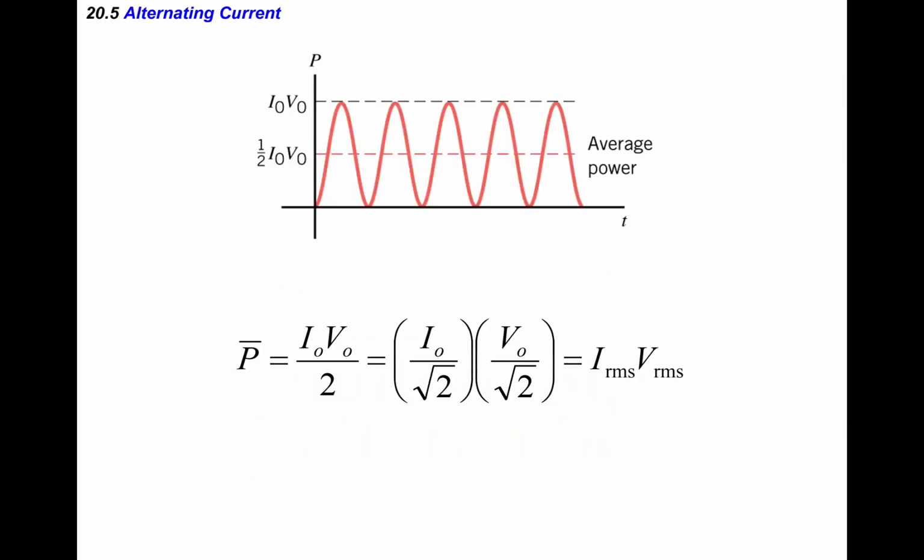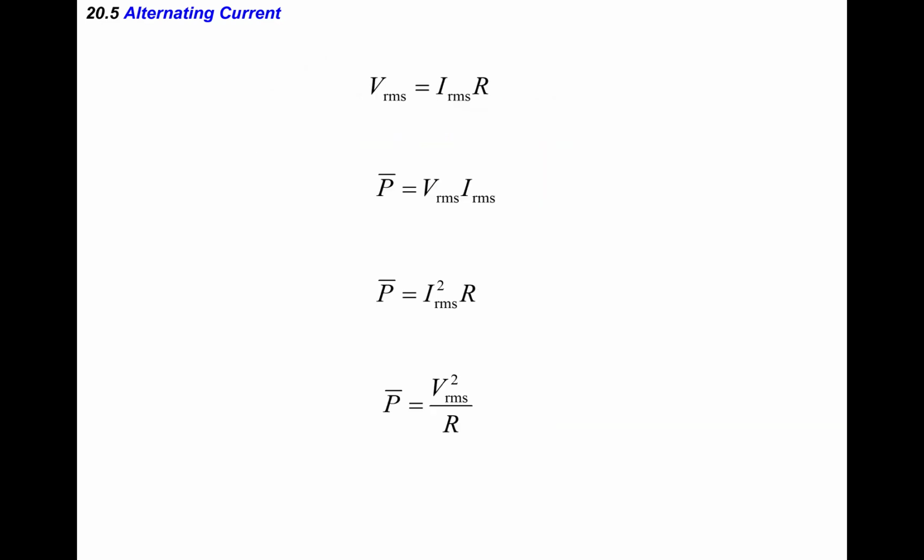That's why we have something called root mean squared voltage and root mean squared current. It's the actual current delivered to the circuit. So I RMS, the root mean squared current, will be equal to I0 over square root of 2, and V RMS will be equal to V0 over square root of 2. This is the actual current and voltage delivered to the circuit.